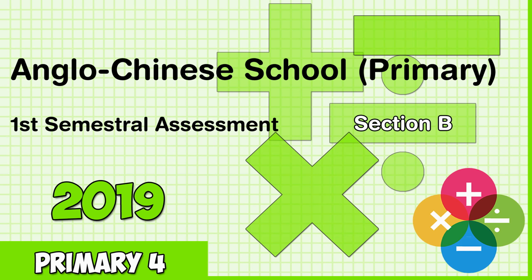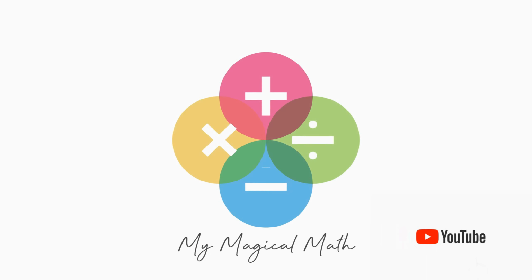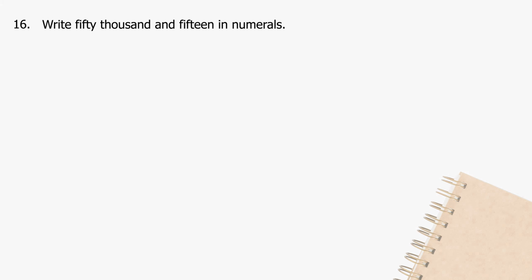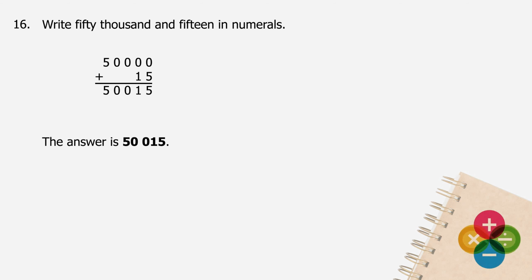Anglo-Chinese School, Primary. First Semestral Assessment 2019. Primary 4 Mathematics. Section B. Question 16. Write 50,015 in numerals. 50,015 in numerals will be 5, 0, 0, 1, 5.